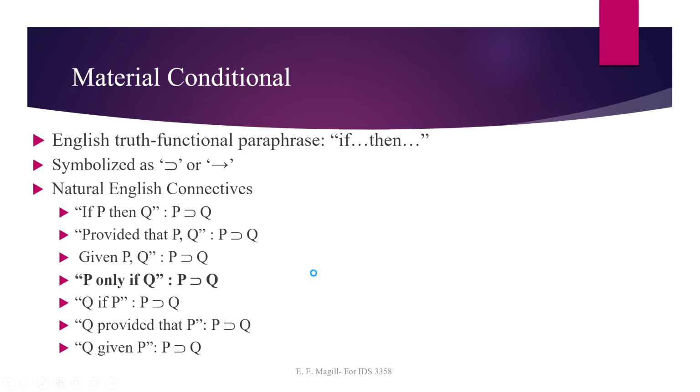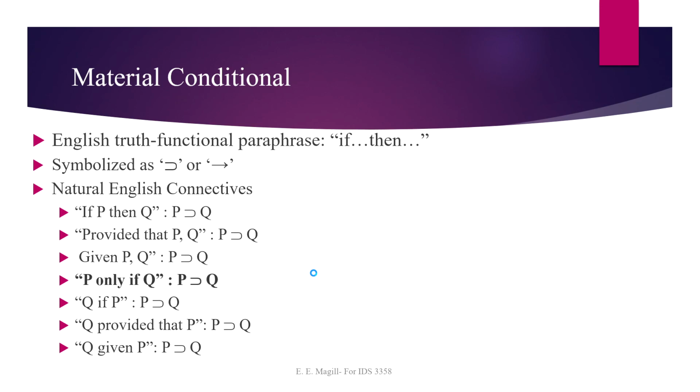With this bolded exception of the only if, the best way to remember how to symbolize material conditionals is that whatever comes after the if expression, whether it says if, provided that, given, or assuming, is usually the antecedent no matter where it appears in the natural English expression. Only if, as I just mentioned, is the big exception to this rule.